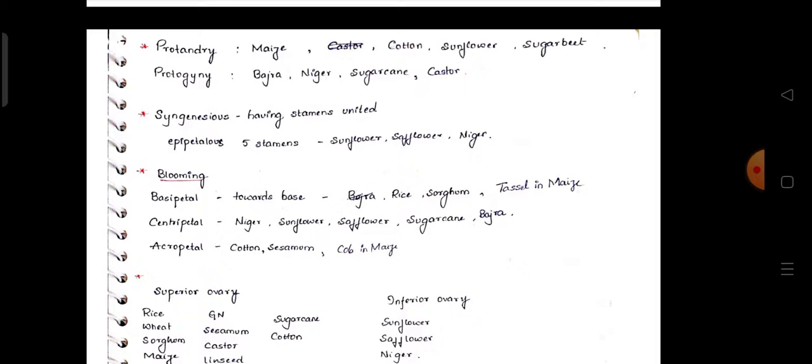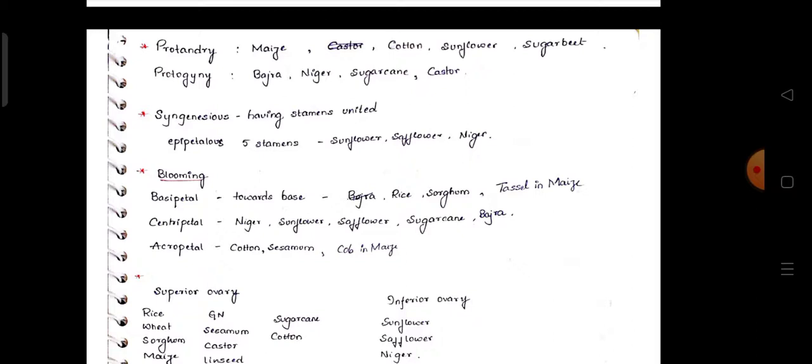Syngenesious is having stamens united. It's a condition where stamens are united. Epipetalous, five stamens are present in sunflower, safflower, niger.